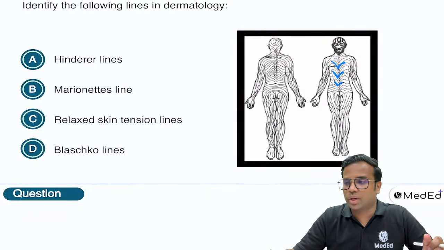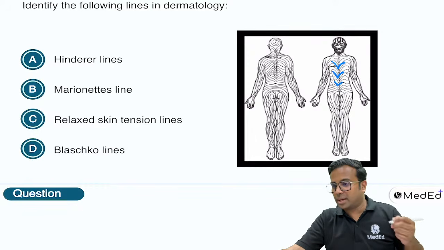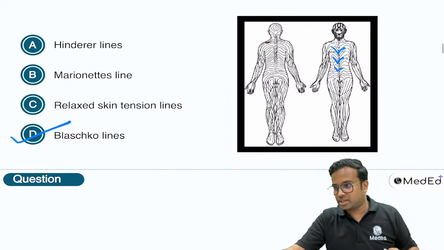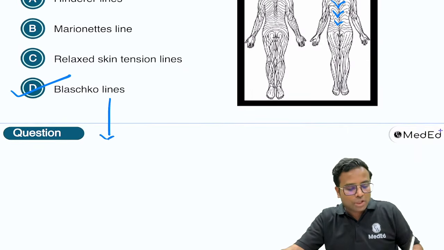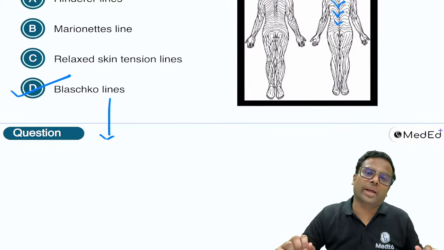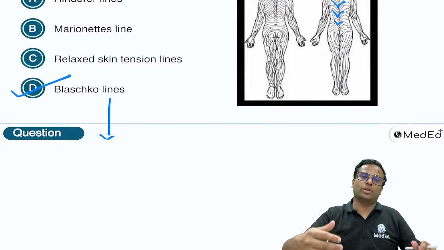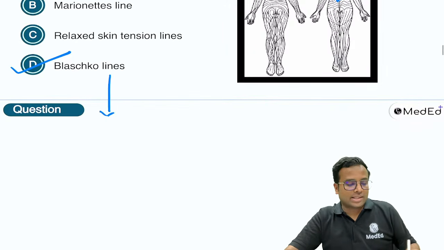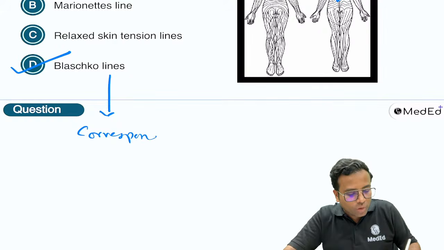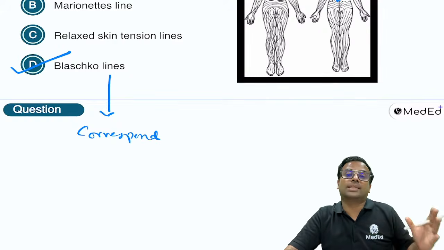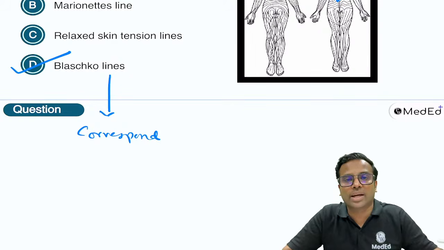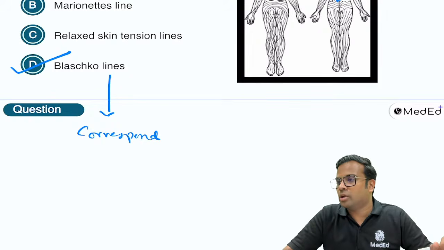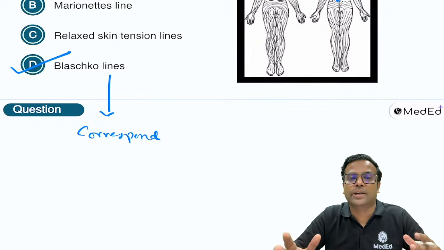Yeah. So Ayush says it is going to be D. All of you are answering. Yeah, this is going to be the Blaschko lines. Okay. So what are Blaschko lines? Because several years ago, for the AIIMS exam, before we used to call it INICET, we got a question that these Blaschko lines correspond to the development of what cell? Is it a keratinocyte? Is it a melanocyte? Is it a macrophage? Is it a mast cell? So what does this Blaschko line correspond to?